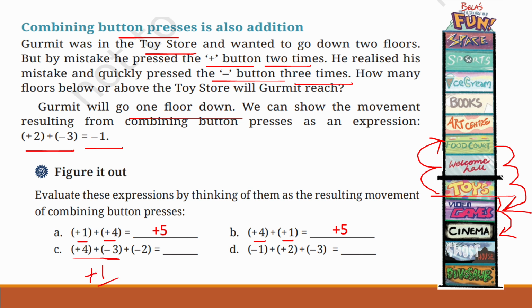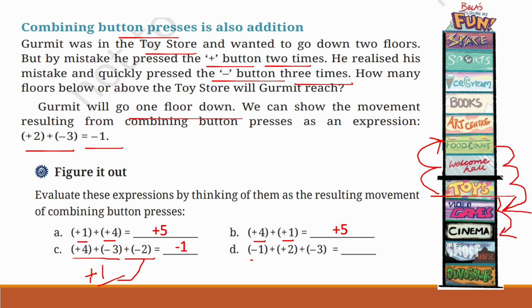Then plus 1 plus minus 2. Here the two numbers have different sign. So, you subtract the smaller number from the larger number. 2 minus 1 is 1. Then you put the sign of the greater number. Here the greater number is 2. Its sign is negative. So, negative 1.